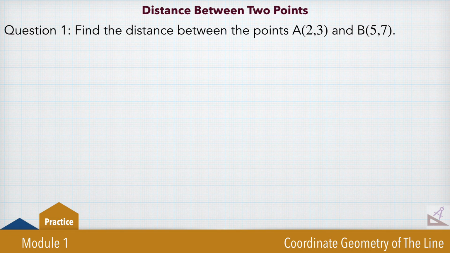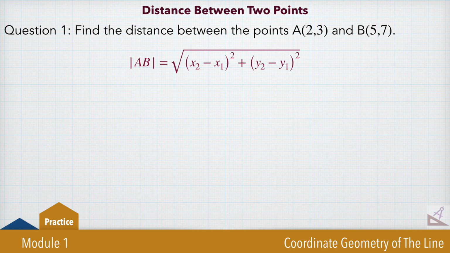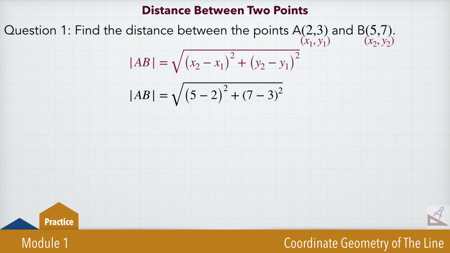In this practice question, we must find the distance between the points A, 2, 3 and B, 5, 7. As we have the coordinates of the 2 points, we can use the distance formula. We start by labelling the coordinates x1, y1 and x2, y2. Next, we substitute the values into the formula as labelled. At this stage, you can enter this directly into your calculator to find the answer. But in this example, I will go through it step by step in order to revise some maths rules.